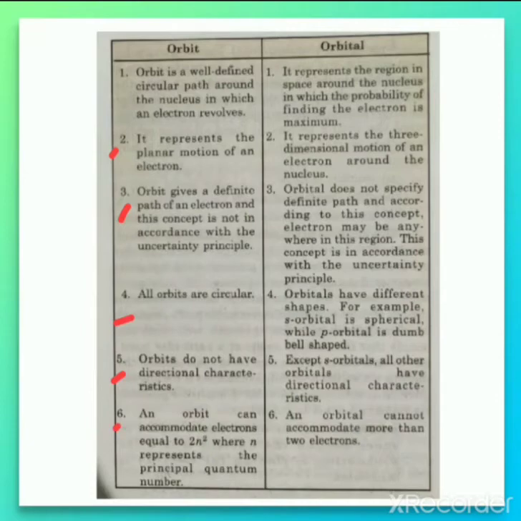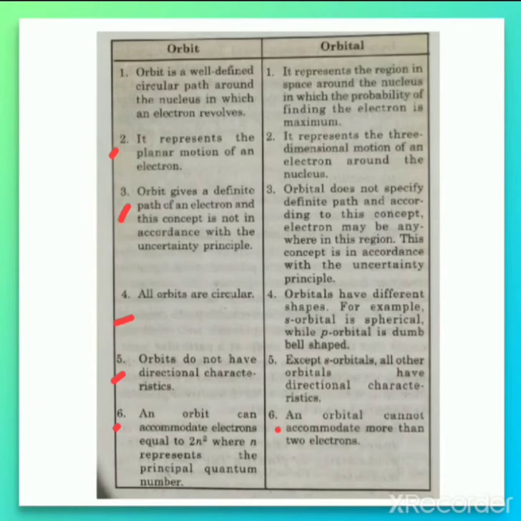Sixth point, an orbit can accommodate electrons equal to 2n square, where n represents the principal quantum number. But an orbital cannot accommodate more than 2 electrons. In an orbital, a maximum of 2 electrons can be accommodated, but in an orbit, 2n square electrons can be accommodated. So these are the differences between orbit and orbital.